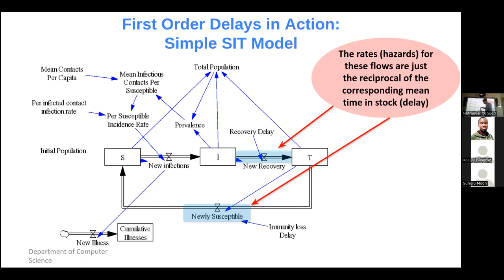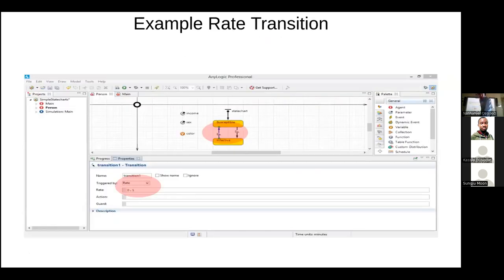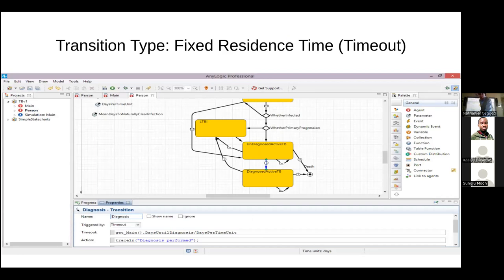In other words, we don't distinguish how long ago someone came into, say, the infectious stock or the susceptible stock to judge when they're going to leave. Their chance of leaving could depend on time, but not on how long they've been in that compartment, how long ago they came into it. Okay. Another type of transition I want to talk about is a fixed duration timeout. And I want to distinguish this.